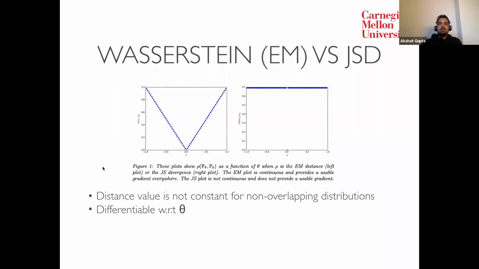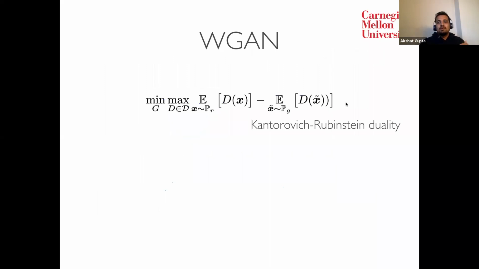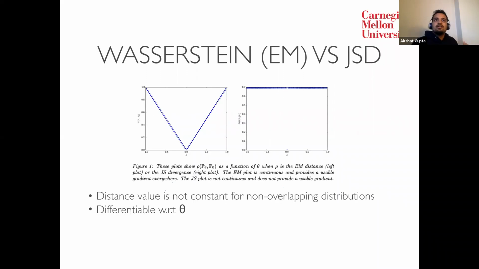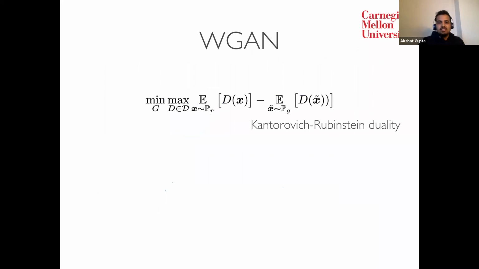The distance value is not constant for non-overlapping distributions. It's differentiable with respect to theta. And those are two very good properties that we want our distance metric to have. And this is exactly what's used in WGANs. We have changed the distance metric that we're using to translate one distribution, the generated distribution, to the other.